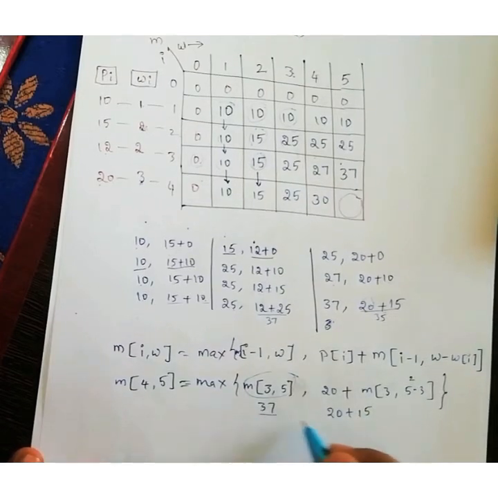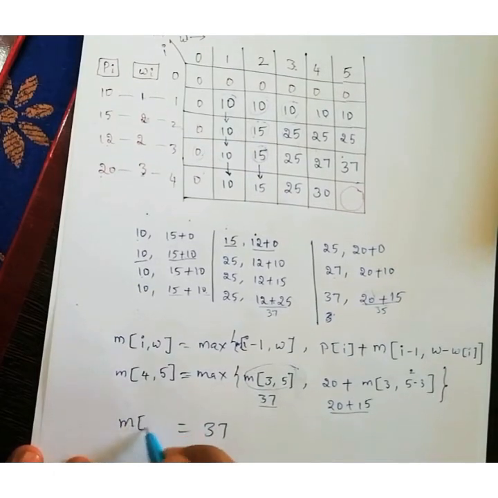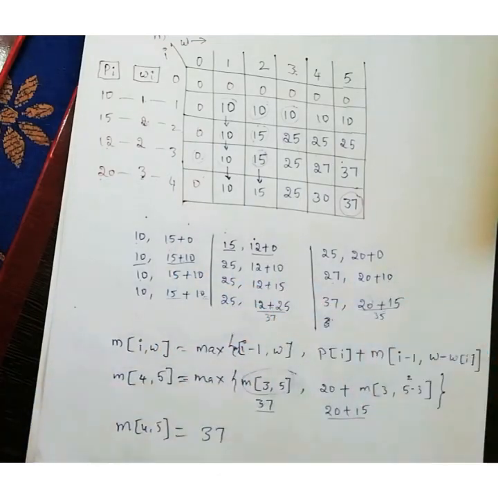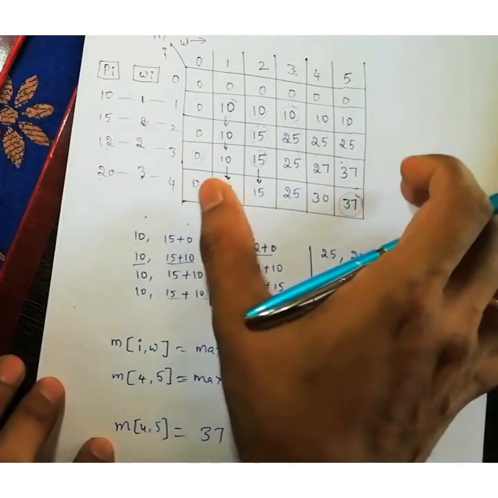So 37 and 35, which one is the maximum? 37. That is the value of m of 4 comma 5. So I am going to fill this here. That's it. So this is how we are filling by using a formula. Otherwise, if it is easy, you can use it like this only. Okay, so next, table filling is over.